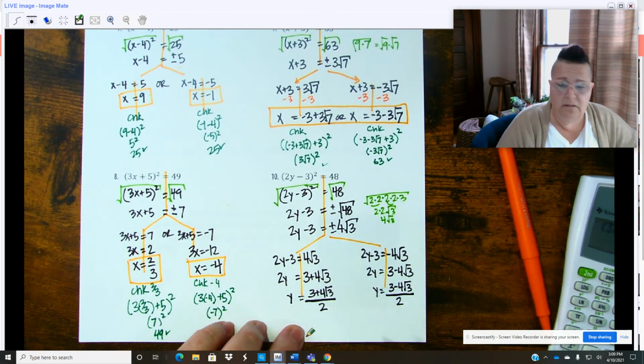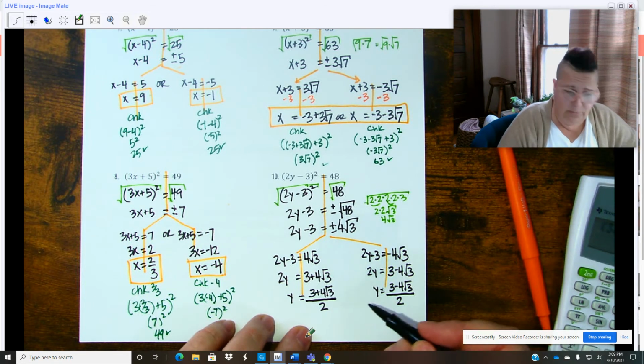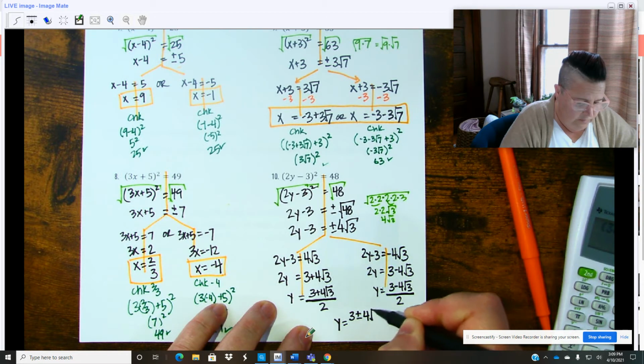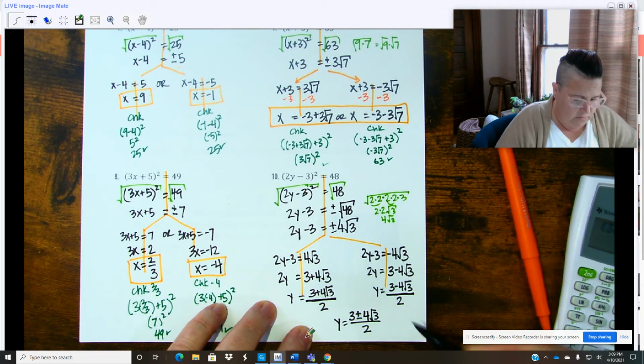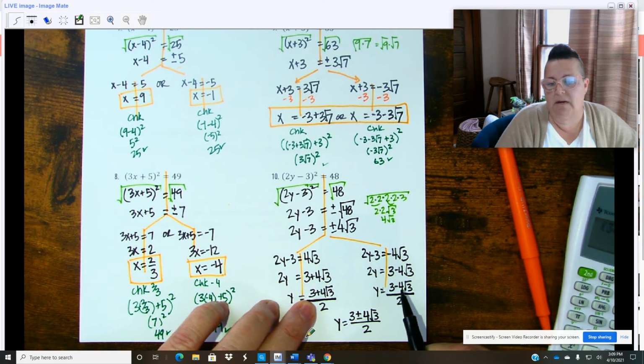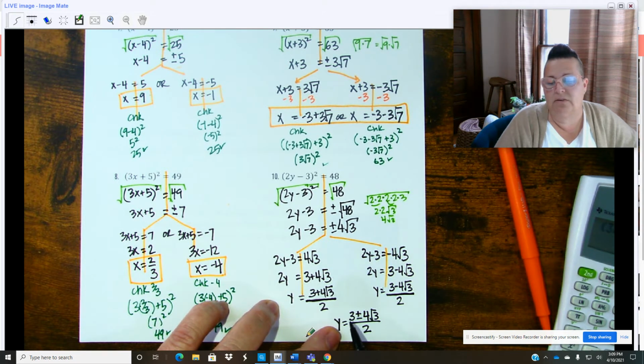Now, every once in a while, you may see this written as y is equal to 3 plus or minus 4 square roots of 3 divided by 2. Because all they've done is notice that this is plus 4 square roots of 3 and this is minus 4 square roots of 3. So they've combined it into one statement, 3 plus or minus 4 square roots of 3, to give you that same feel of two different answers.